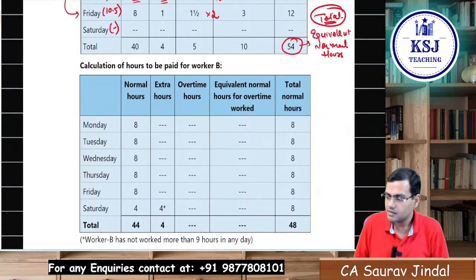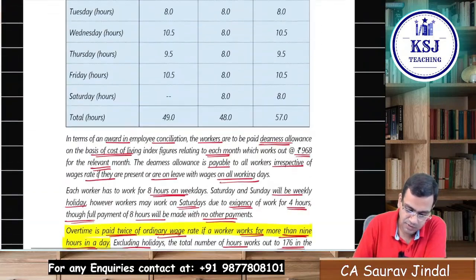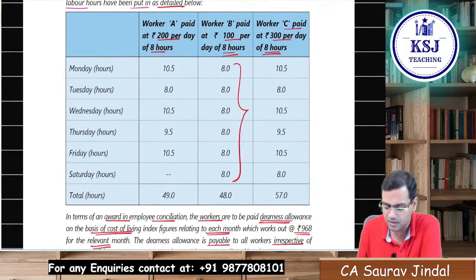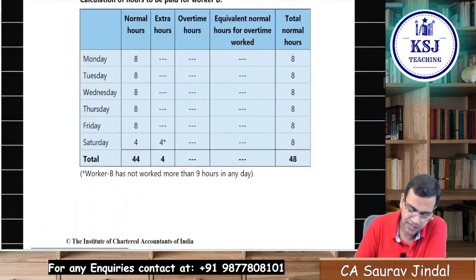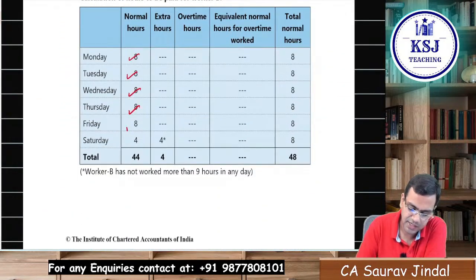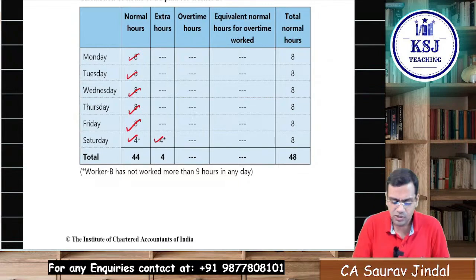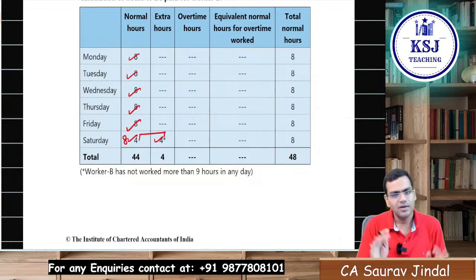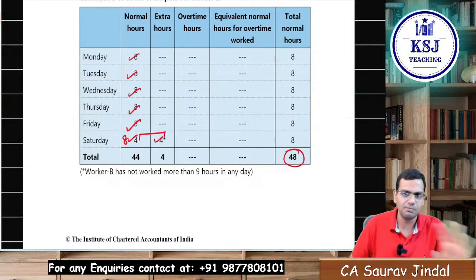Now coming to worker B. Worker B is very simple. He is working 8 hours every day: 8 hours, 8 hours, 8 hours, 8 hours, 8 hours. Saturday they have divided 4 plus 4. Actually he is working for 4 hours, but he is being paid for 8 hours. So 4 plus 4 extra hours, or you can write 8 also. That is absolutely fine. So 48 equivalent hours.